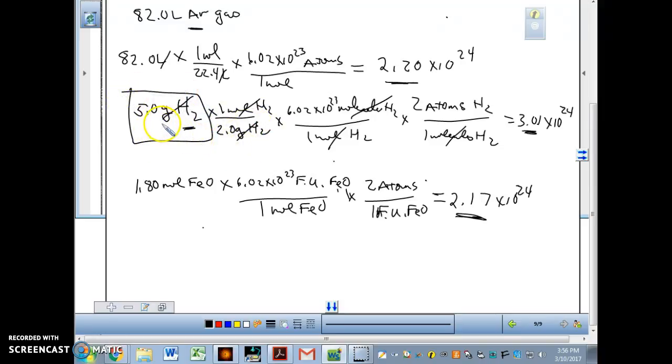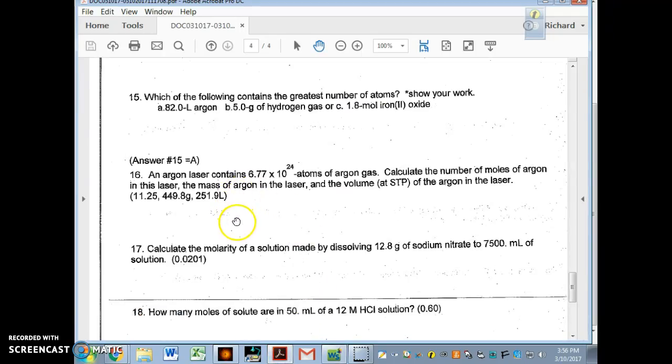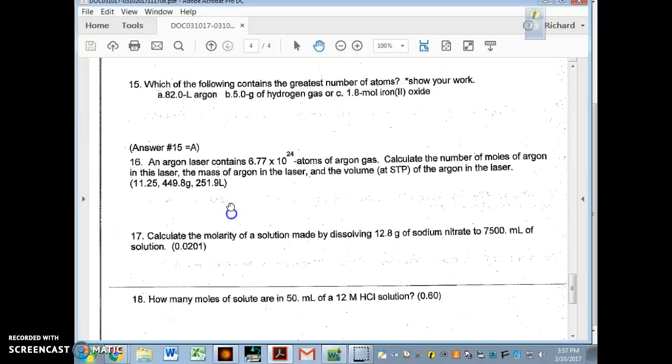5 grams of hydrogen has more atoms in it than 1.8 moles of FeO, which is actually last, and the 82 liters of argon is second. So there we go. Big problem on that one. All right, let's run her back to the next one. That answer was incorrect there on A because they had not taken this times 2, and actually this one came out to be second.